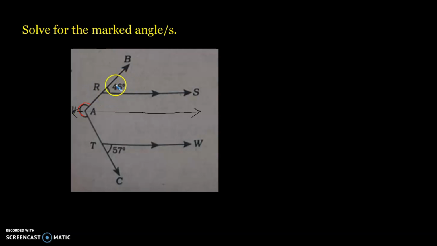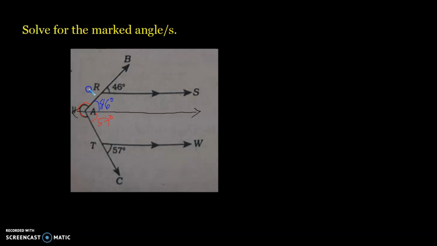This angle is 46 degrees, PRS. And isn't it that BRS can be paired with this part of A, and they are what kind? They are corresponding. And since they are corresponding, their measures are equal because they are congruent. So 46 degrees din yan. And then this 57-degree angle together with the another portion of A, they are also corresponding. So congruent pa rin. Therefore, 57 degrees din to. Okay? And we are solving for y.